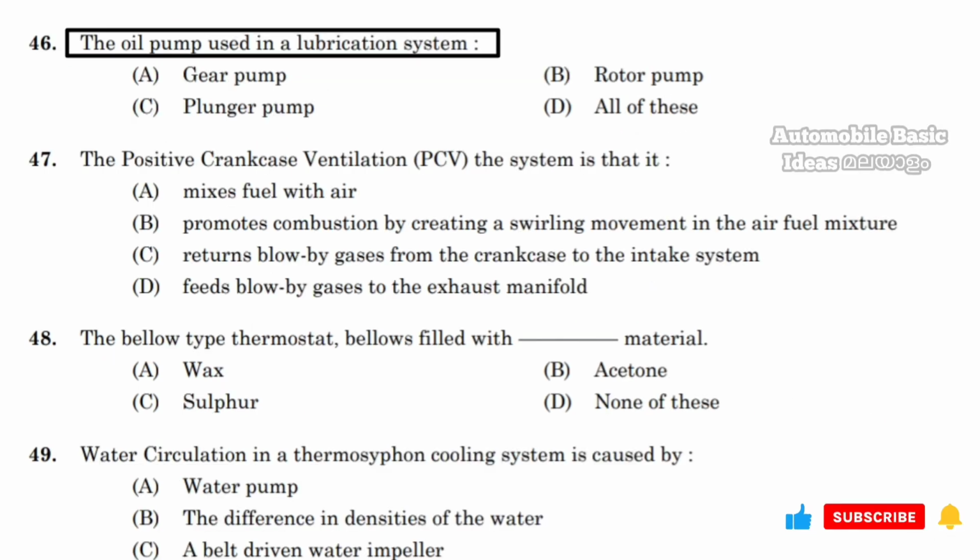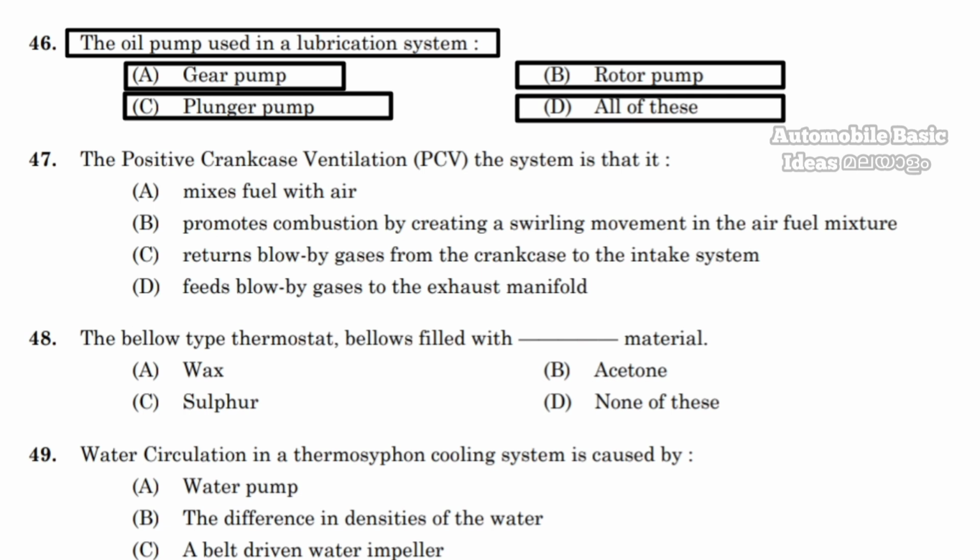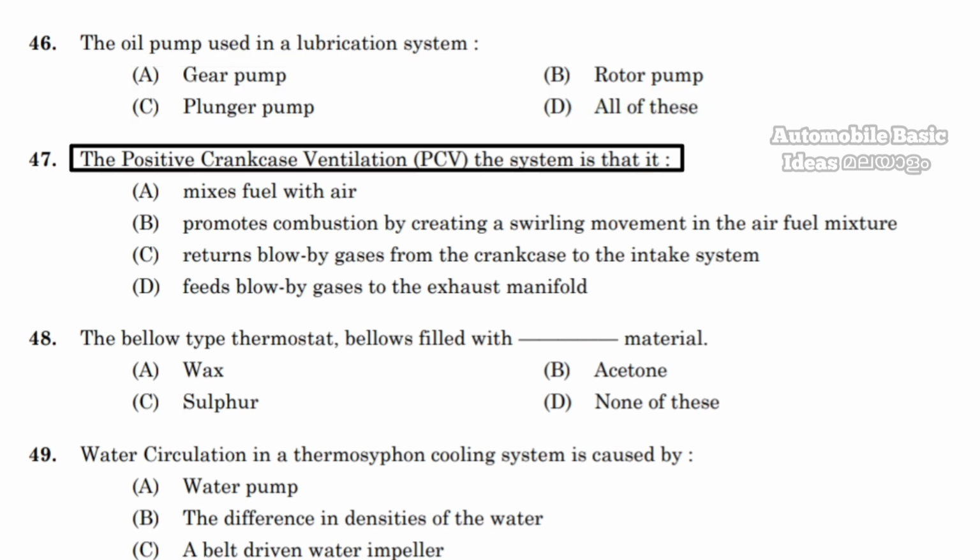46. The oil pump used in a lubrication system, A. Gear pump, B. Rotor pump, C. Plunger pump, D. All of these. Answer D. All of these.